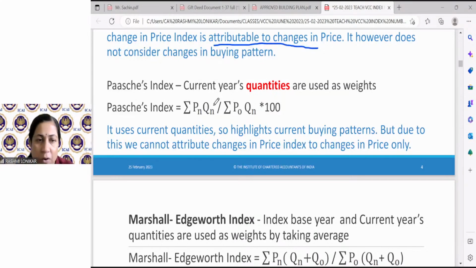Because we are talking about current quantities. So what is it highlighting? It is highlighting the current buying patterns. What does Laspeyres highlight? It highlights the changes in prices. Here it is highlighting the current buying patterns of the consumer.